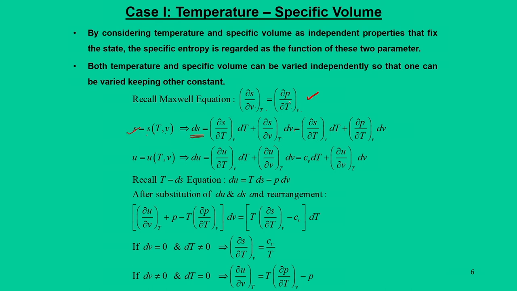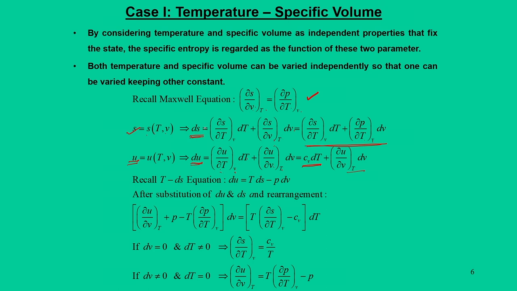Then we can use the Maxwell relation: in place of ∂S/∂V, we can write ∂P/∂T at constant V. So, the dS equation now comes in this form. Another way of representing this is that internal energy is another parameter. U is a function of temperature and volume. So, we can write the exact differential dU, that is ∂U/∂T at constant V into dT plus ∂U/∂V at constant T into dV. You know that internal energy is a function of temperature at constant volume, and ∂U/∂T at constant V is Cv. So dU has Cv dT, and ∂U/∂V at constant T remains as it is.